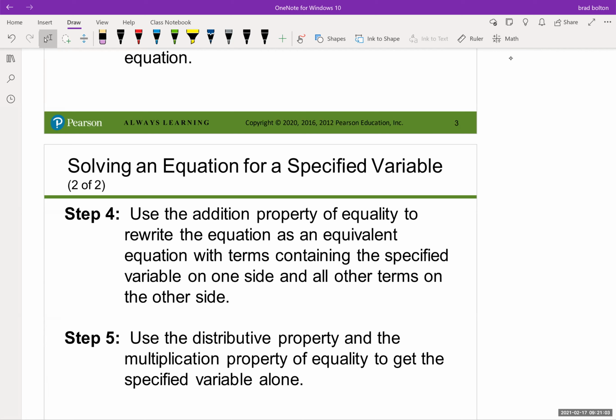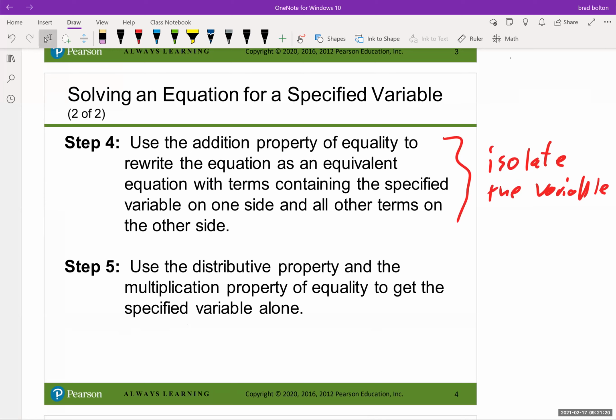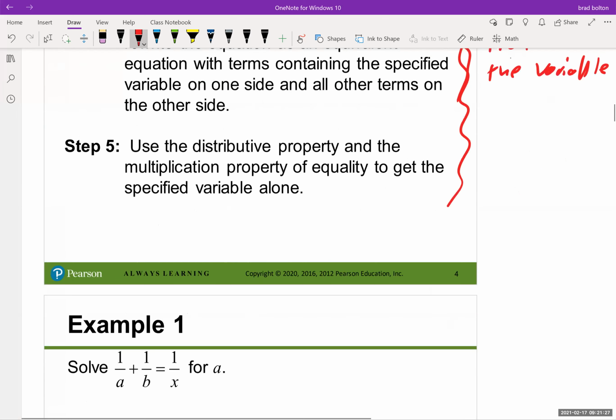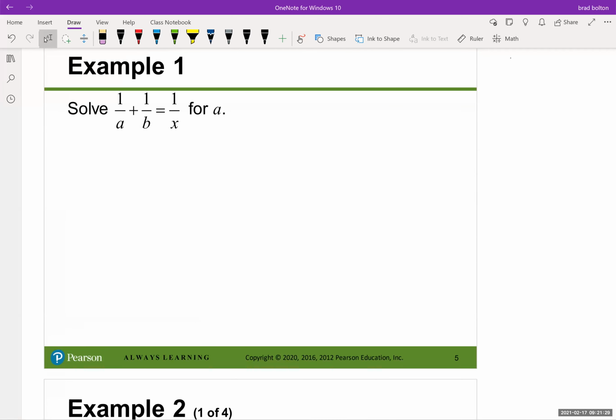So this is basically isolate the variable. This is something you already know how to do. So don't freak out. This is just a lot of wording for basically saying isolate the variable. Use the distributive property and the multiplication property of equality to get the specified variable alone. Again, all of this is basically for that purpose, to isolate. So let me just show you an example of what we're saying here.